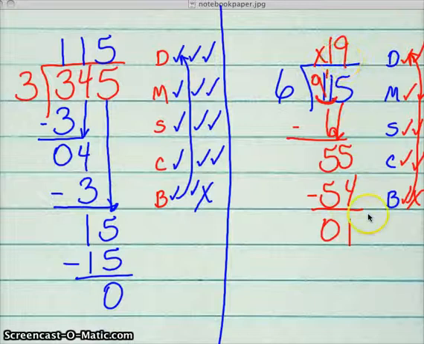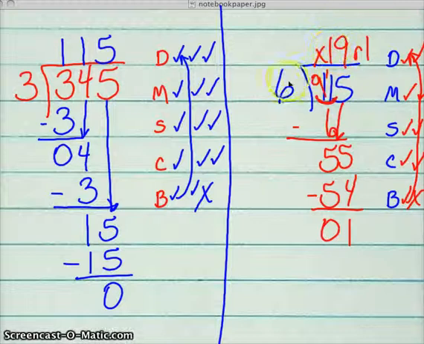And you have 1 remaining. In other words, you were able to make 19 groups of 6, and then you had 1 little piece left that was not able to make it into a group. So there is your answer, 19 remainder 1.